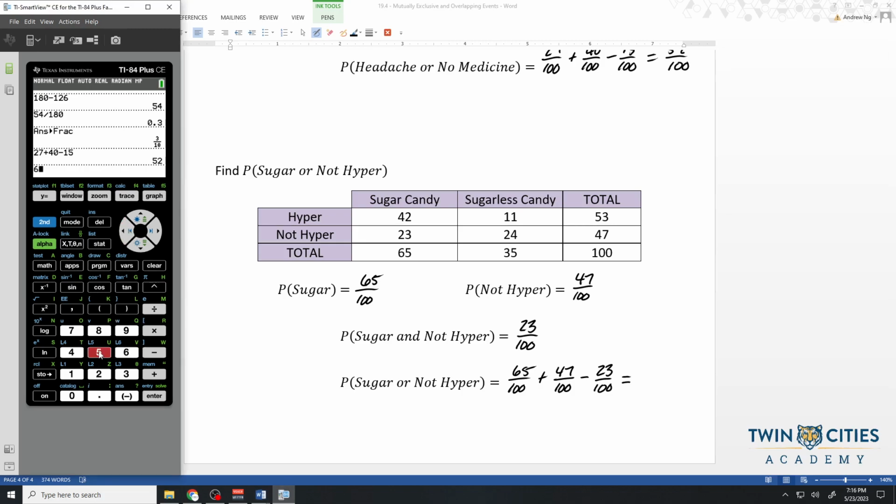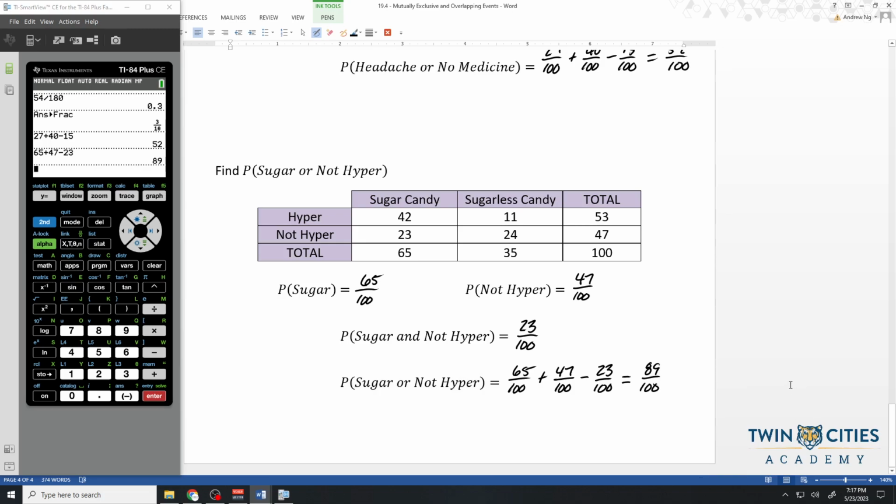65 plus 47 minus 23. This is 89 over 100. A pretty good chance that you're going to select someone that either had sugar or did not get hyper.